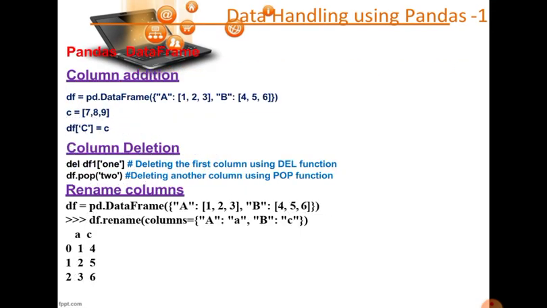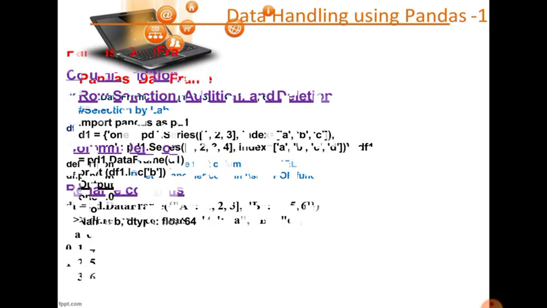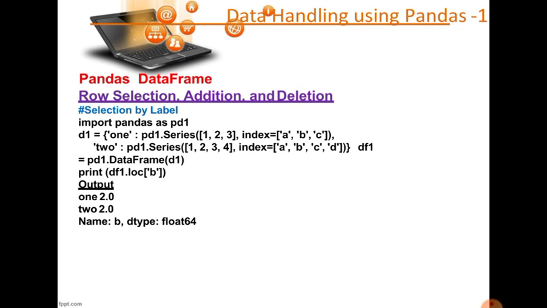Pandas DataFrame row selection, addition and deletion. Selection by label. Import pandas as pd1, d1 is equal to {1: pd1.Series([1, 2, 3], index is equal to ['a', 'b', 'c']), 2: pd1.Series([1, 2, 3, 4], index is equal to ['a', 'b', 'c', 'd'])}, df1 is equal to pd1.DataFrame(d1), print df1.loc['b']. Output: 1 2.0, 2 2.0, name: b.